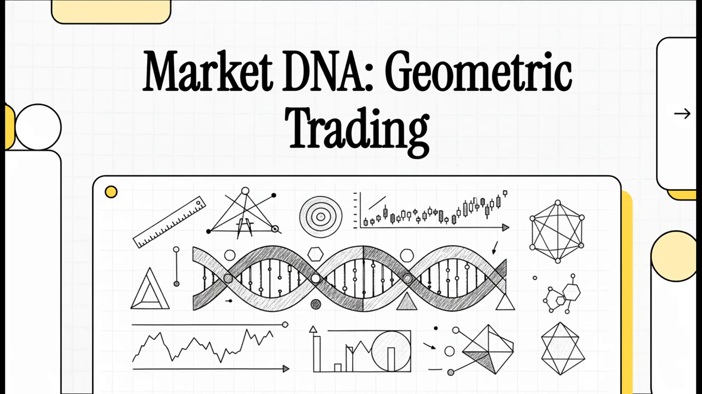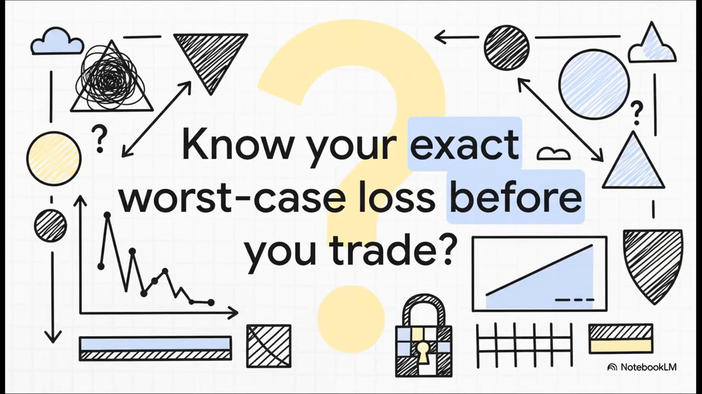All right, let's jump right in. Today, we're going to explore a really different way of looking at financial markets, and more importantly, how to manage risk. It's a framework called market DNA, and it's all about the idea that you can trade not with indicators and gut feelings, but with a fixed geometric blueprint. Just think about that for a second.